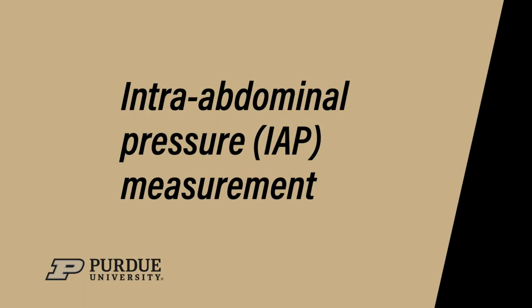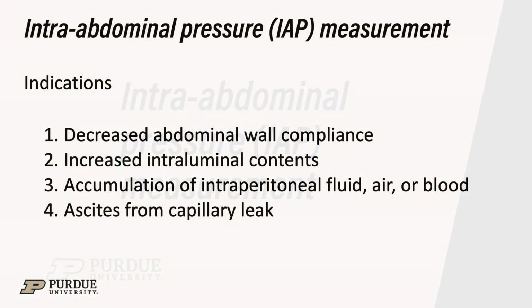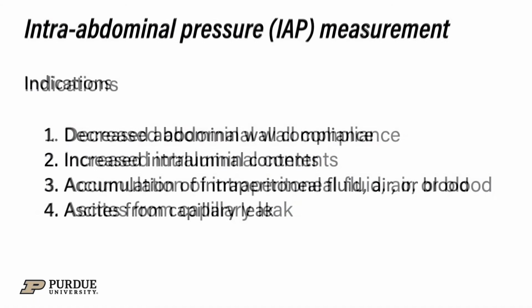Intra-abdominal pressure measurement is useful when an animal has decreased abdominal wall compliance, increased intraluminal contents, accumulation of intraperitoneal fluid, air, or blood, or ascites from a capillary leak. The easiest method to measure IAP is via using intravesicular bladder pressure to approximate intra-abdominal pressure.